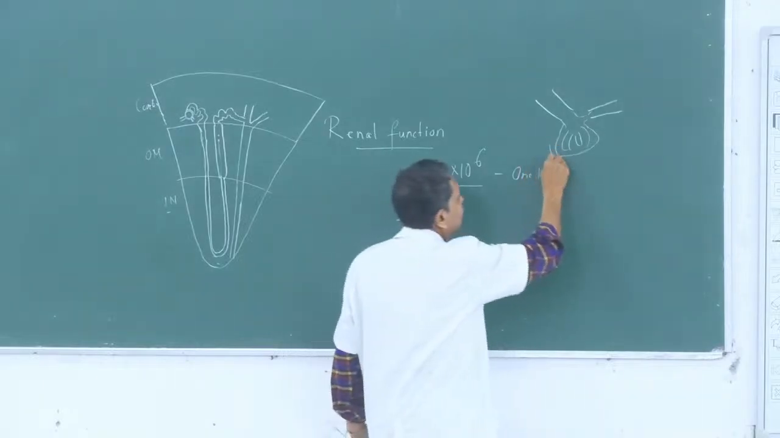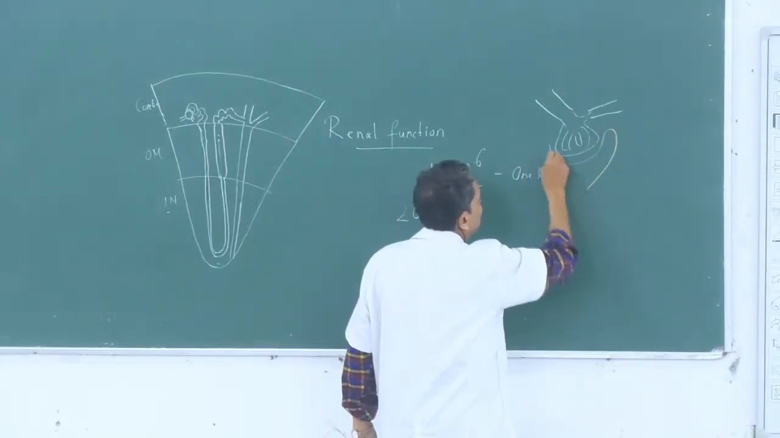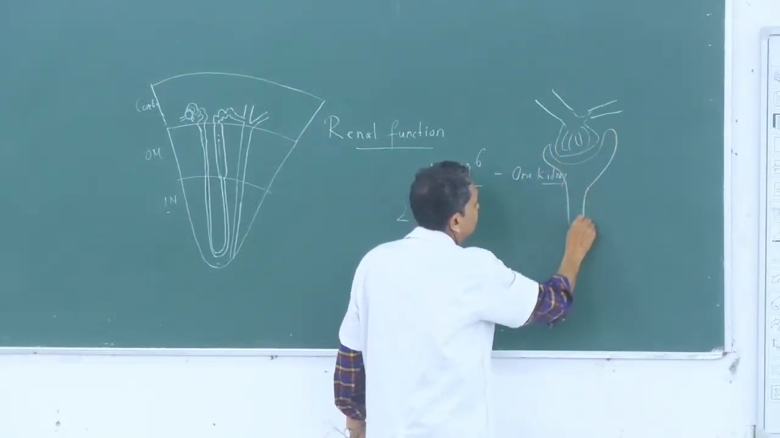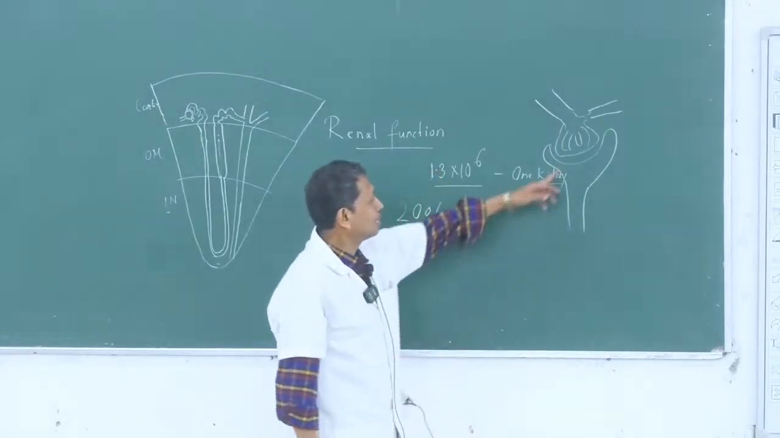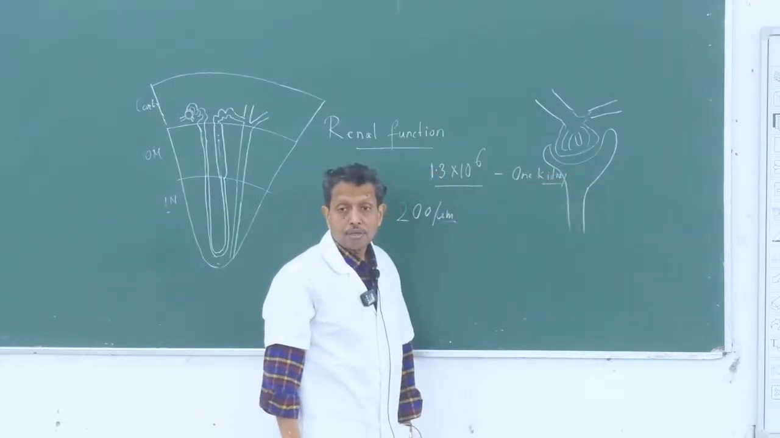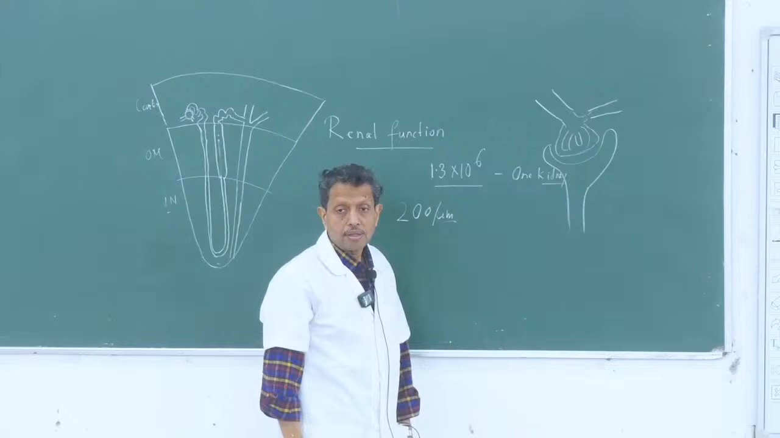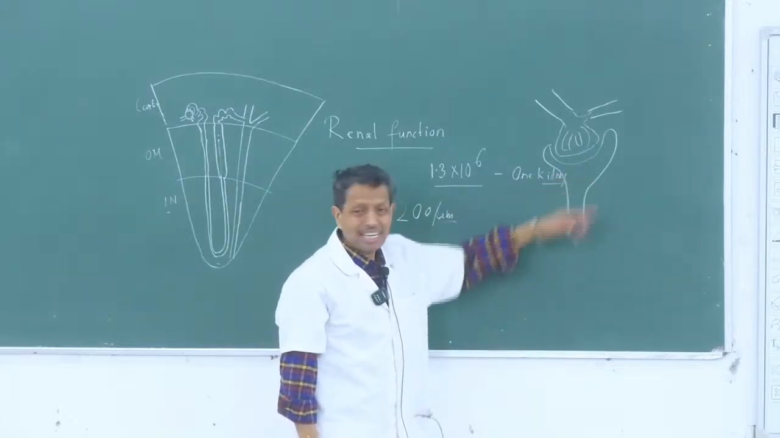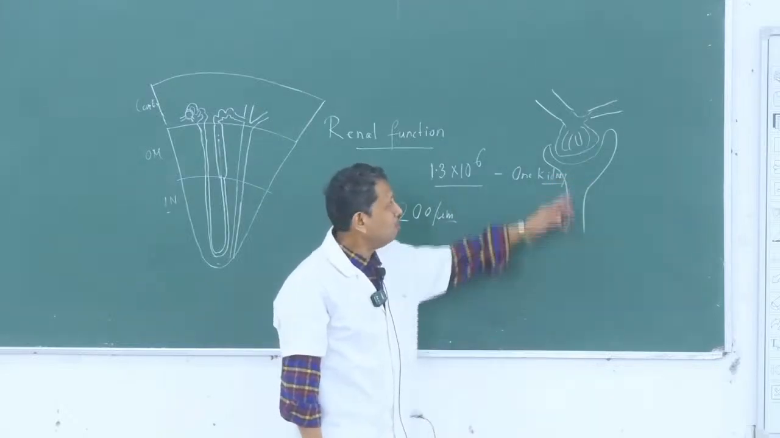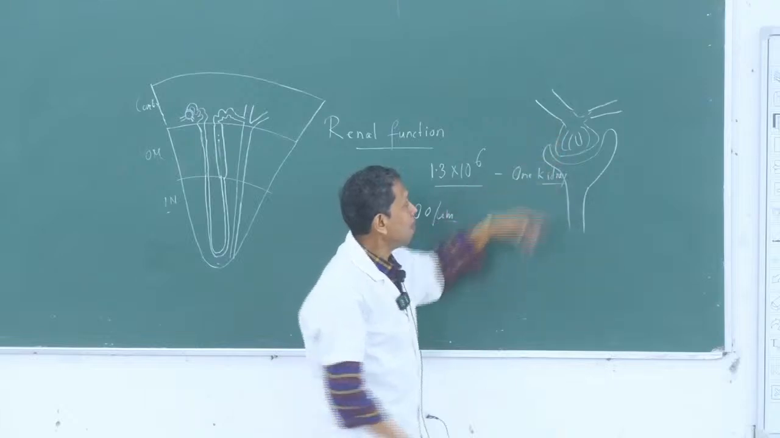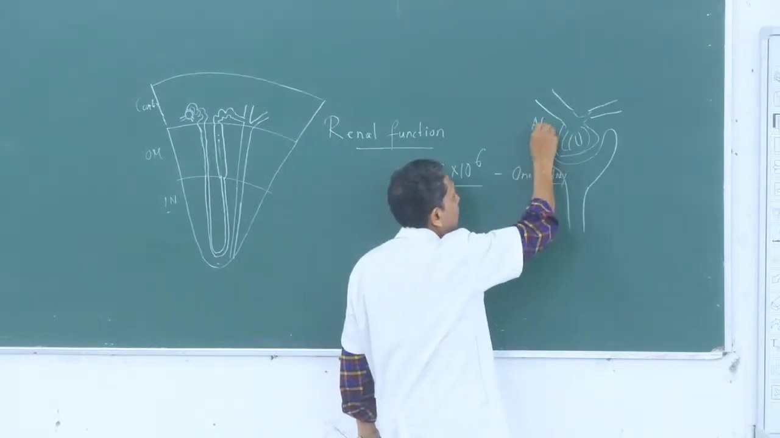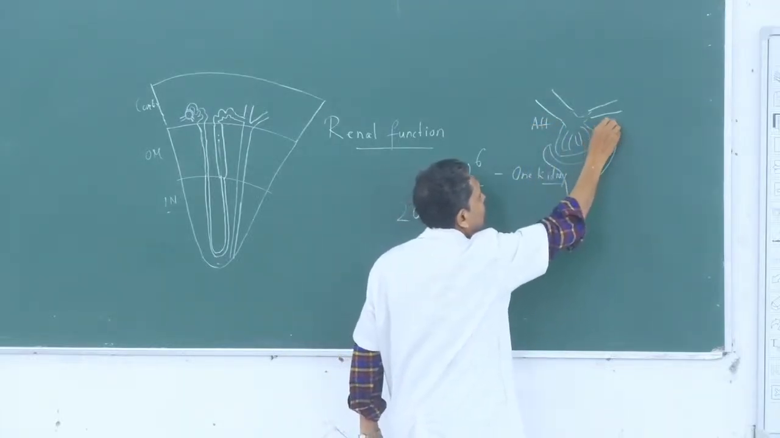and it is this Bowman's capsule. So it has a visceral layer and parietal layer, whatever may be. Now, there is the afferent arteriole, and it is the efferent arteriole.